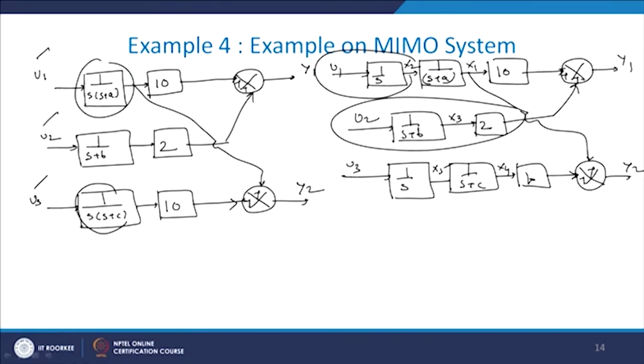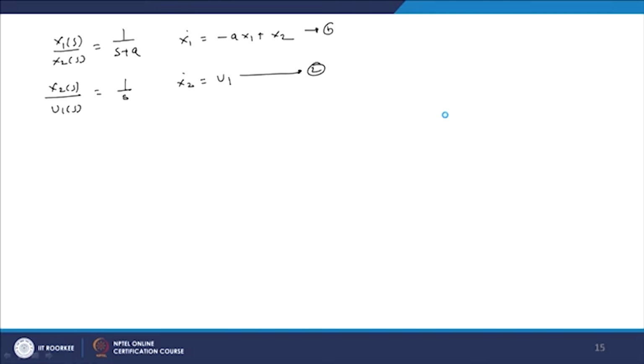So here x3 by u2. So we write this as x3 of s divided by u2 of s equal to 1 upon s plus b. Again cross multiplying and taking inverse Laplace, we will get x3 dot equal to minus b x3 plus u2. So this is equation number 3. So this portion has been finished.